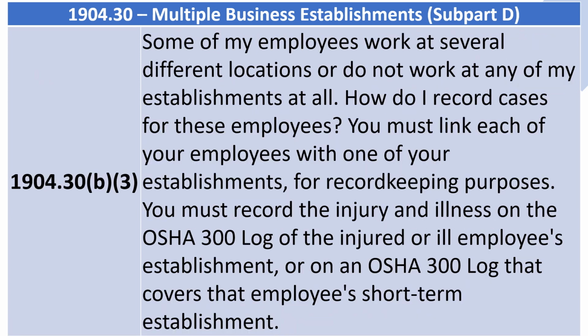1904.30(b)(3) Some of my employees work at several different locations or do not work at any of my establishments at all. How do I record cases for these employees? You must link each of your employees with one of your establishments, for record-keeping purposes. You must record the injury and illness on the OSHA 300 log of the injured or ill employee's establishment, or on an OSHA 300 log that covers that employee's short-term establishment.